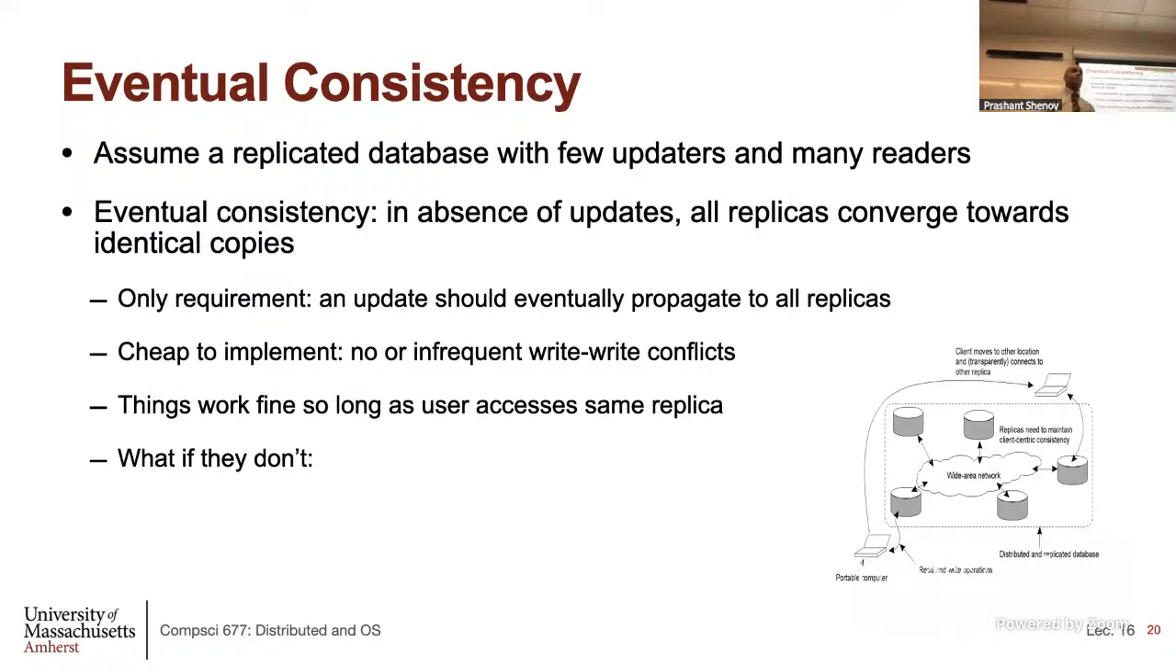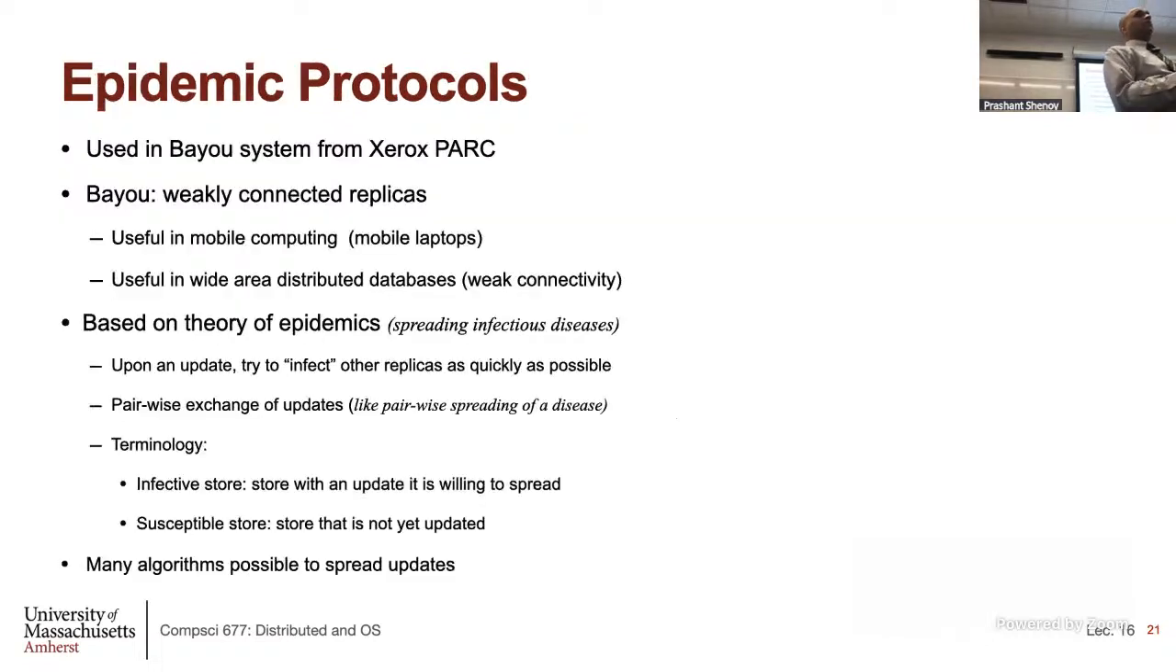Okay, and we'll see how to implement it. So that's the basic idea behind eventual consistency. The popular approach to implementing this is called epidemic protocols. This idea was designed, I think, in the late 80s in a system called Bayou, which was at that time designed at Xerox PARC. And they had the following problem.